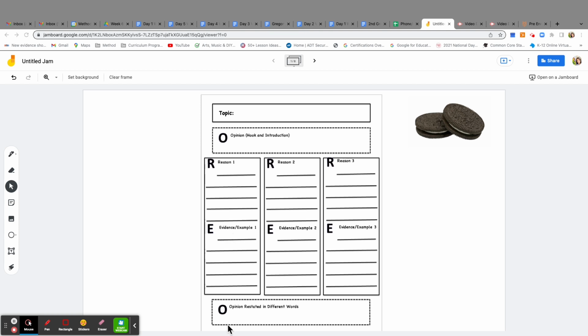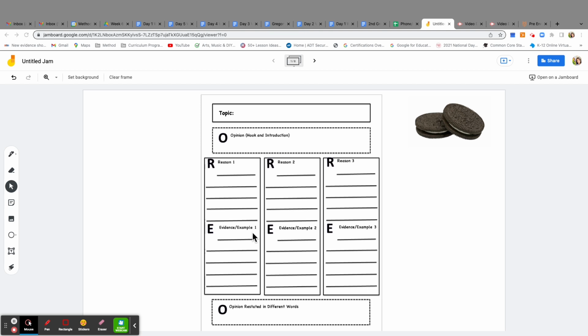Remember that OREO stands for O is for opinion, R is for reasons, E is for evidence or examples, and O is for your opinion restated or reworded using different words. Today's task, we are only going to focus on 3 examples of evidence. So we're looking at the E's. These 3 examples or evidence supports your 3 reasons from the last lesson.